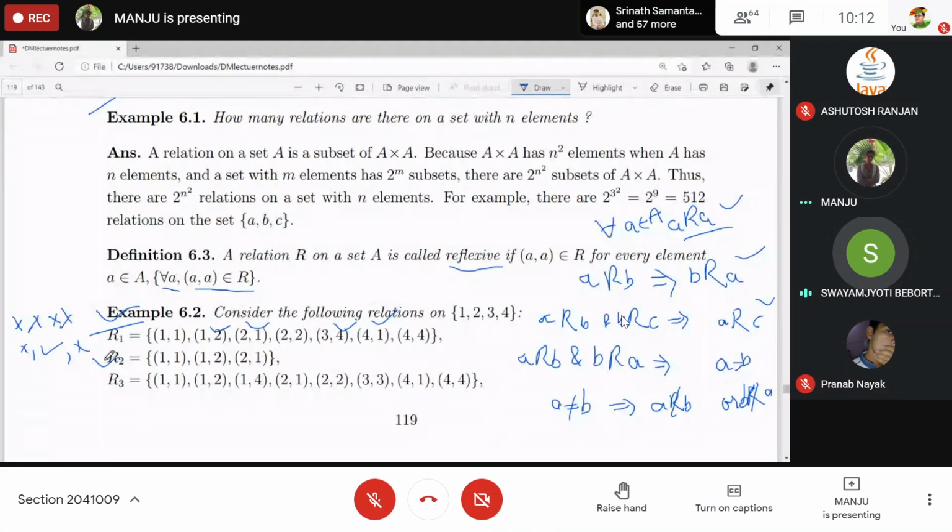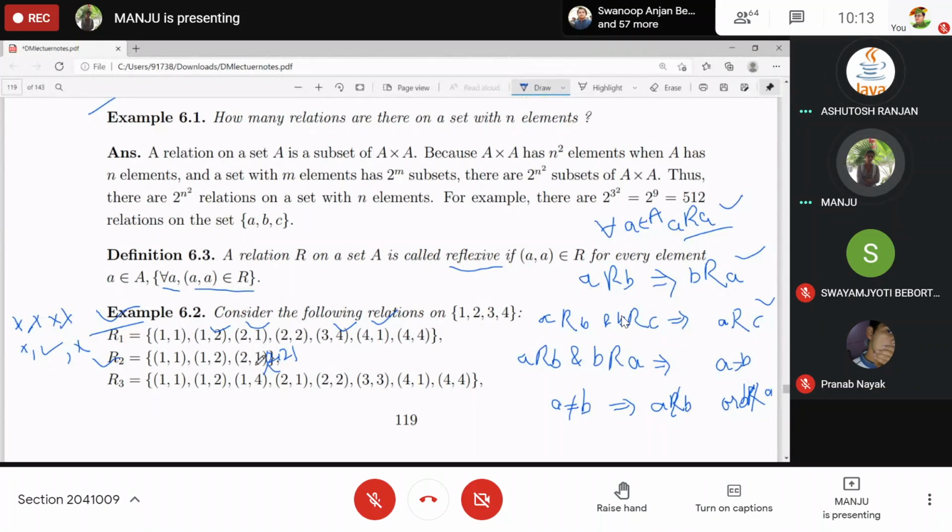Both conditions should be satisfied. Ma'am, 1, 1 will be there and 2, 2 will be there. Both will be there. One more element should be there. If 2, 2 would be present, then it would be transitive. But now it's not. Okay.